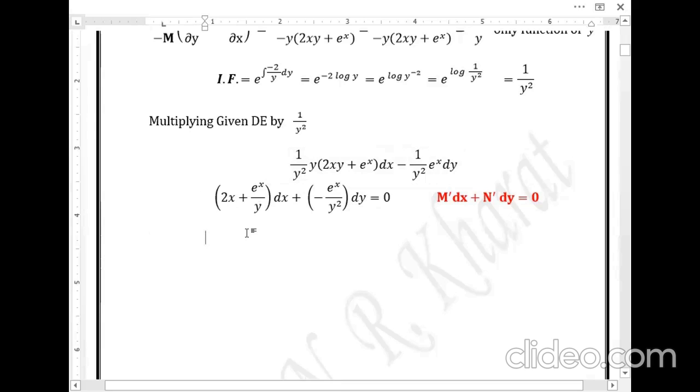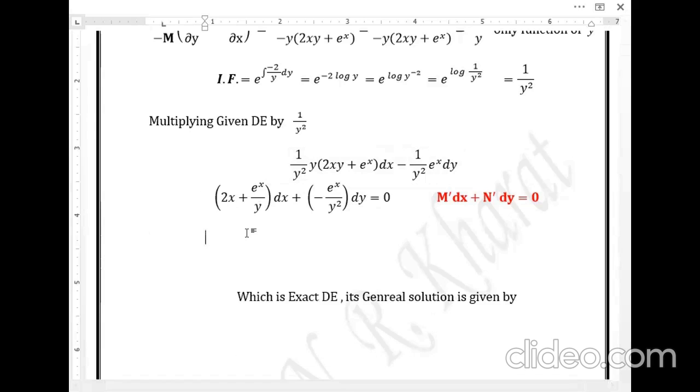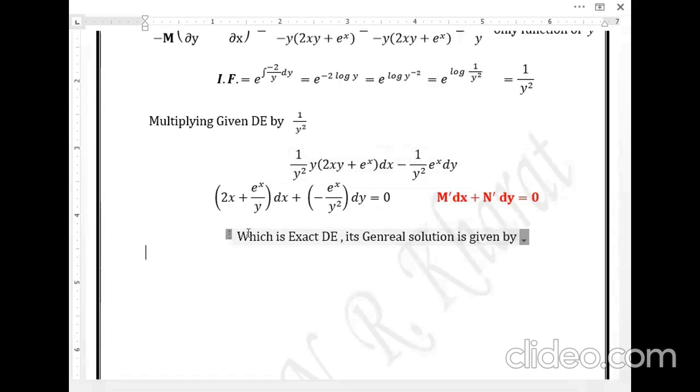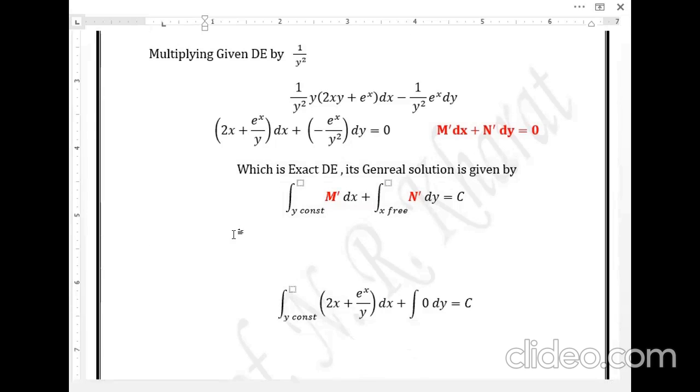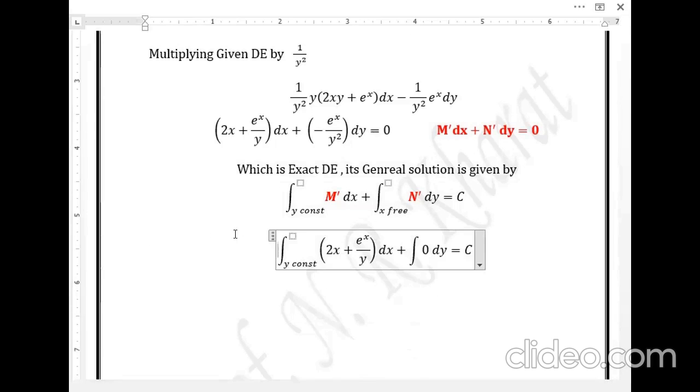We have to find its solution. For the solution, we have to integrate M with respect to x, and we have to integrate N with respect to y, taking only the terms of N not containing x. Here, in N, the exponential function is present, so we have to remove that particular term. We have to find the integration of 2x + e^x upon y with respect to x only. So these are the terms which occur, and we have to find the integration.